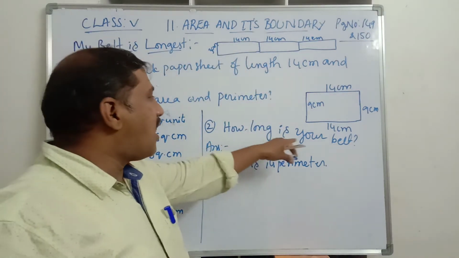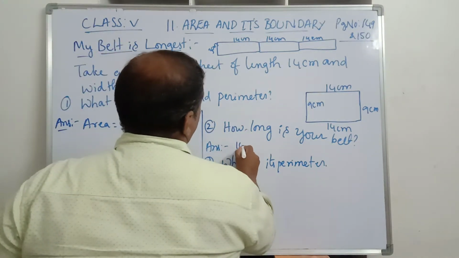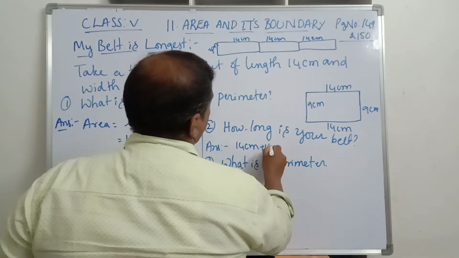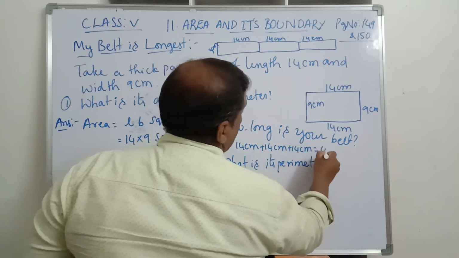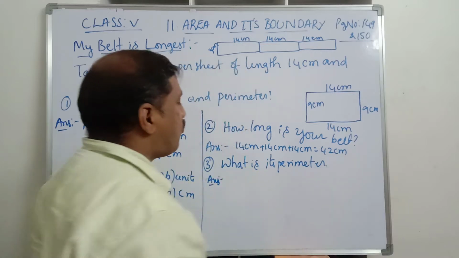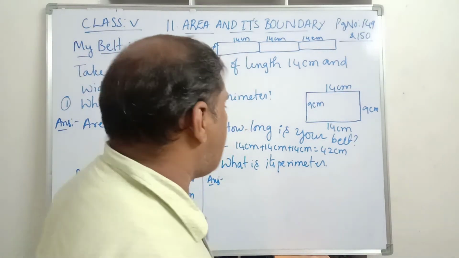Now, how long is your belt? The length of my belt is 14 centimeters plus 14 centimeters plus 14 centimeters, which is equal to 42 centimeters. 14 plus 14 is 28, 28 plus 14 is 42 centimeters.